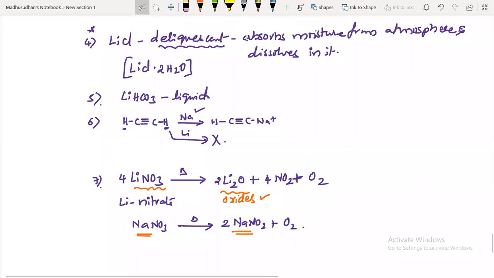Sir, can we further decompose the NaNO2, sir? No. One second.